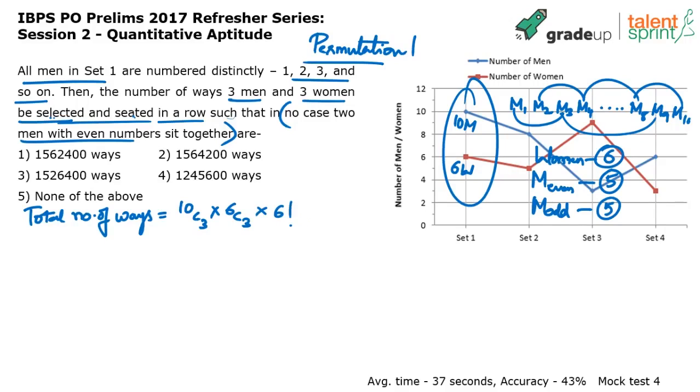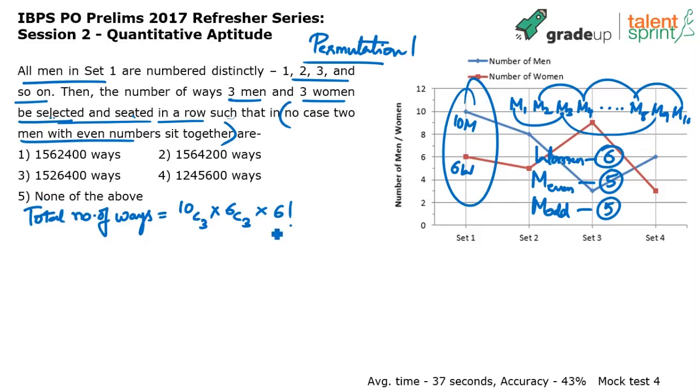6 factorial ways. So the total number of ways in which you can arrange 3 men and 3 women out of 10 men and 6 women in a straight line is 10C3 into 6C3 into 6 factorial. The first 2 numbers indicate selection, this indicates arrangement. 6 people, 6 places, 6 factorial.